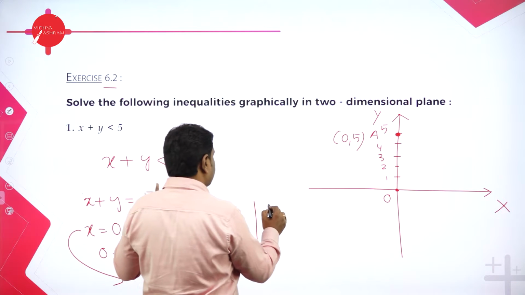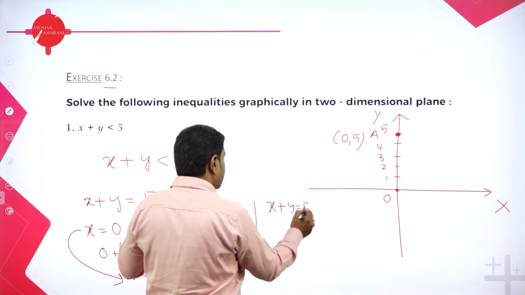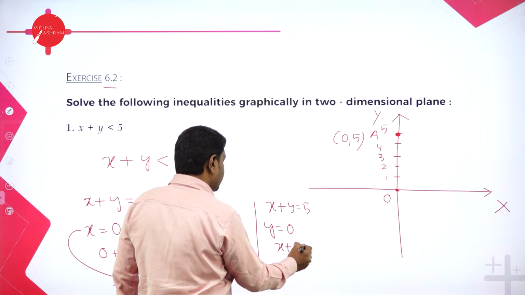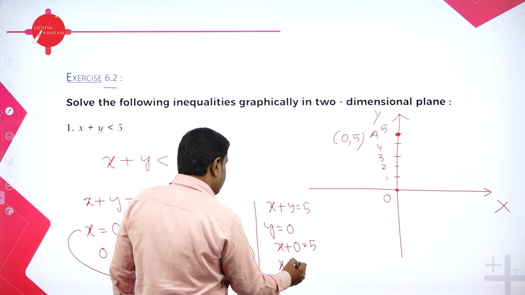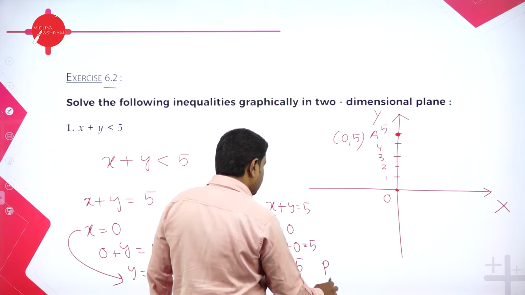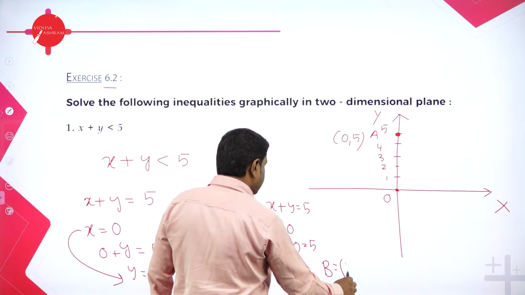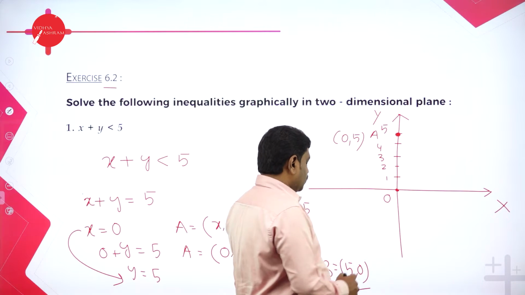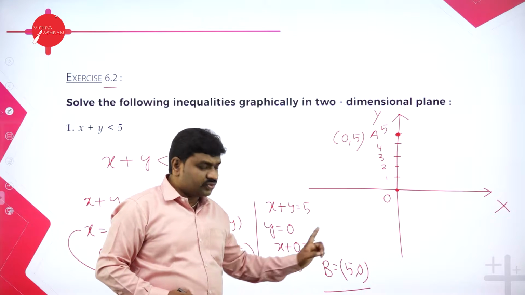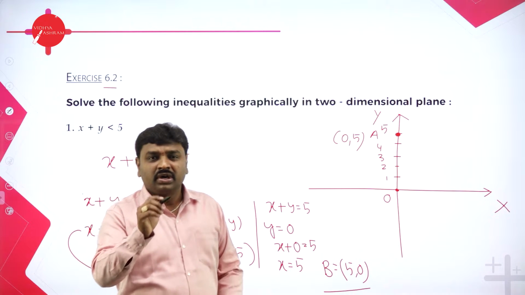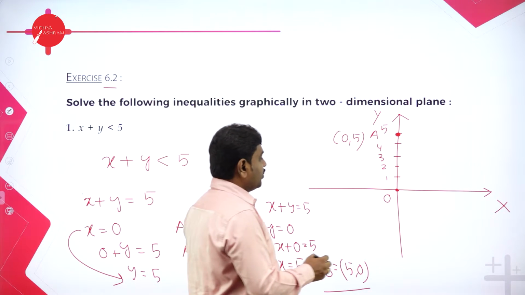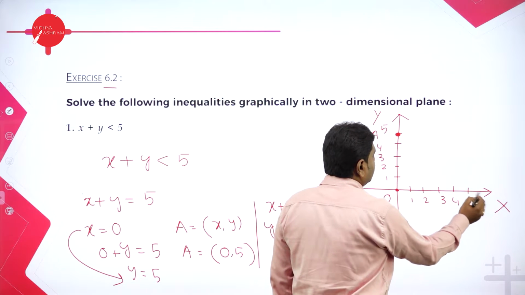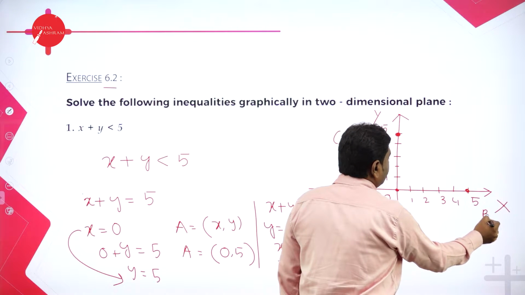x equal to 0 is done. So we have x plus y is equal to 5. I'll put y is equal to 0. When y is 0, what is the x value? x plus 0 is 5, so x is 5. So when y is 0, x is 5. You got another point. A point is always x comma y, and x is 5 and y is 0, so the other point is 5 comma 0. If the point is in the form x comma 0, it is a point on the x-axis. So this is 1, 2, 3, 4, 5. This is 5 comma 0, which is point B.